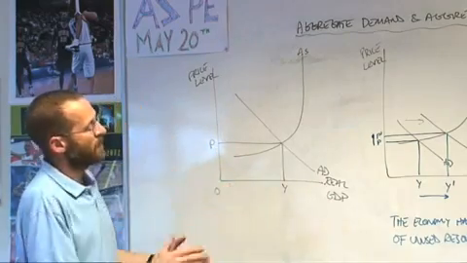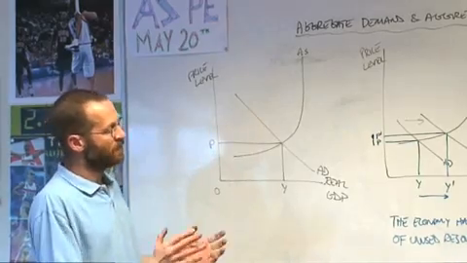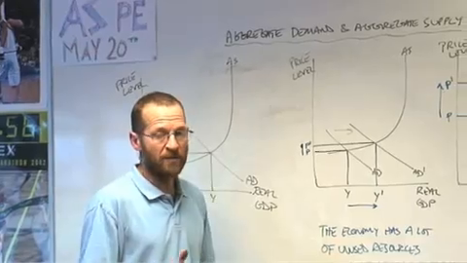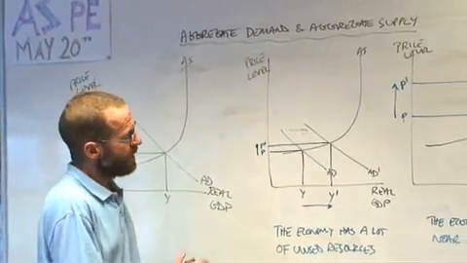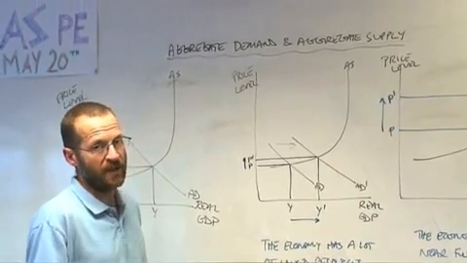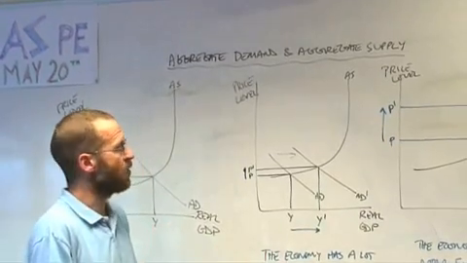Once you've mastered drawing the basic diagram, you then have to be able to show changes in it. You have to be able to show aggregate demand increasing or decreasing. In these next 2 diagrams, I'm showing aggregate demand increasing. If it was decreasing, you just do the opposite.